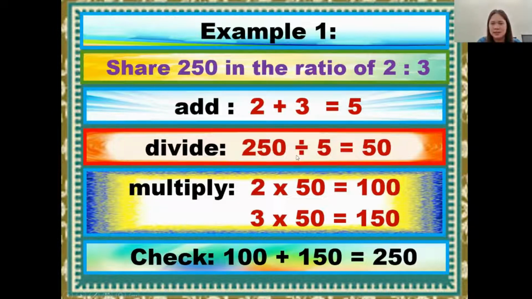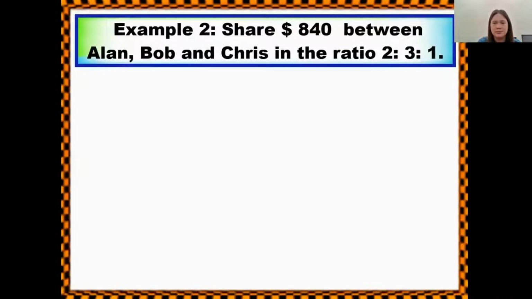Okay, so again, the steps are very simple. If you are still confused, let's have example number 2. Example number 2, you are going to share $840 between Alan, Bob, and Chris in the ratio 2 to 3 to 1.